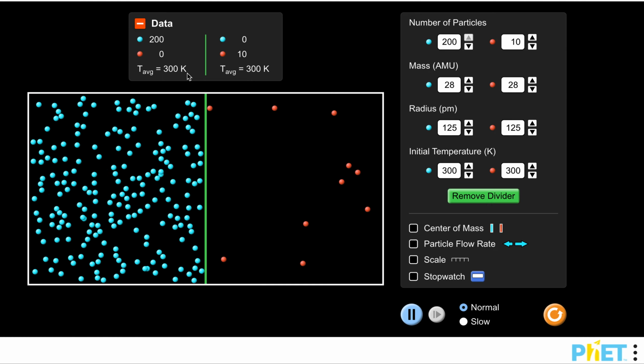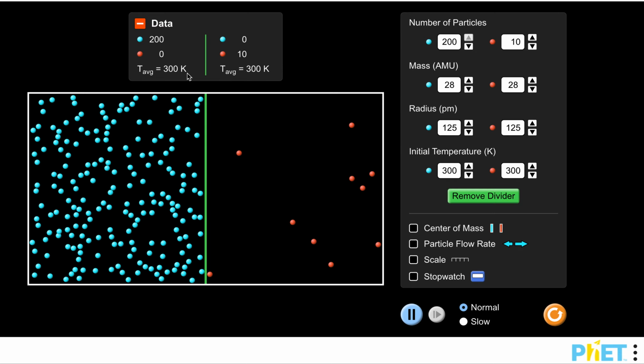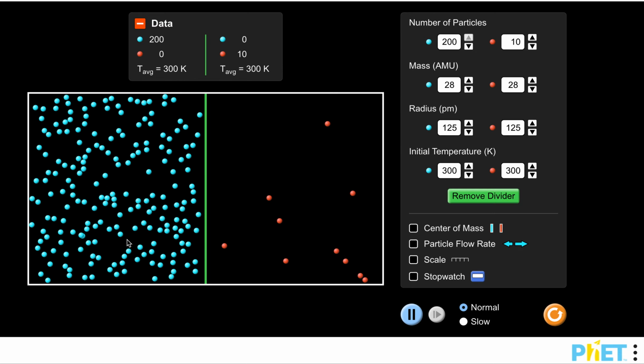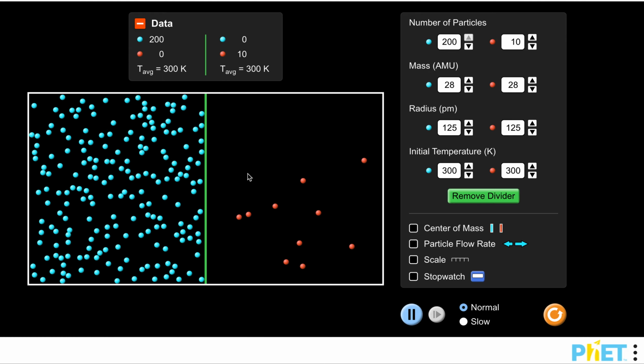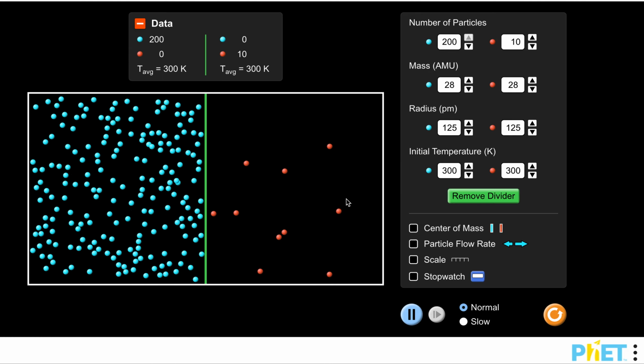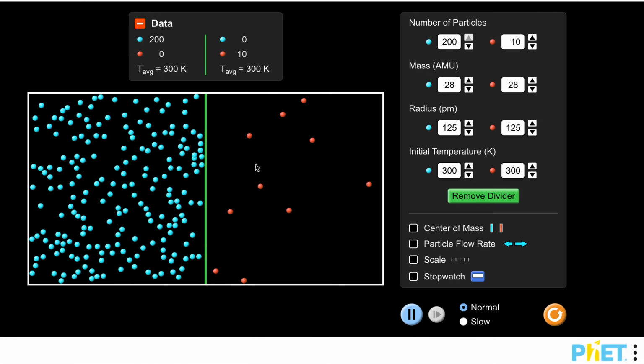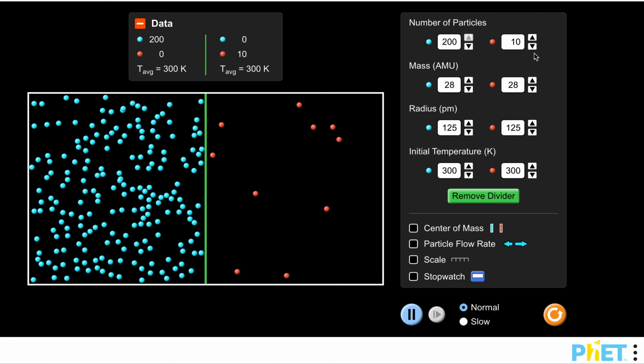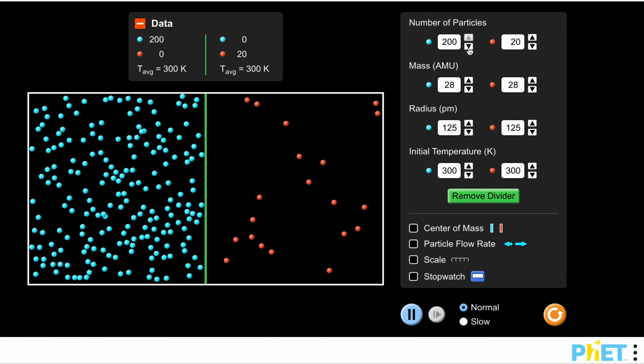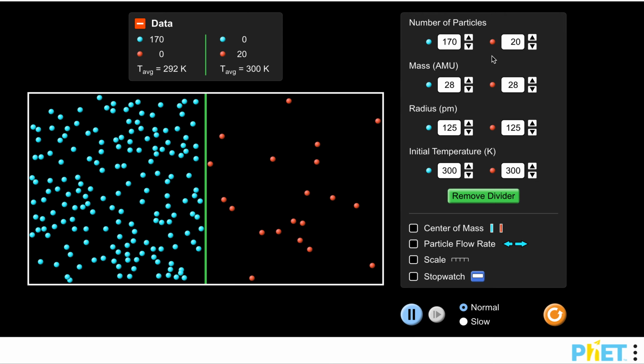We don't say degrees for Kelvin, we just say plain Kelvin. So, the temperature on the left side is 300 Kelvin. The temperature on the right side is also 300 Kelvin. So, that's the readout for what's going on inside of these two chambers. And you can mess around with this, you can change it, you can add more particles, you can subtract particles, you can do whatever you want.